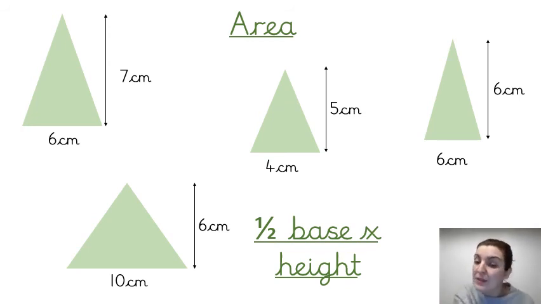4 and 5 then, so half of 4 is 2, so 2, 4. So half of 4 is 2, multiplied by 5 is 10 centimetres squared. And then the final one, 6 and 6, so half of 6 is 3, multiplied by 6 would be 18 centimetres squared. So you've also got the area of a triangle today as well.